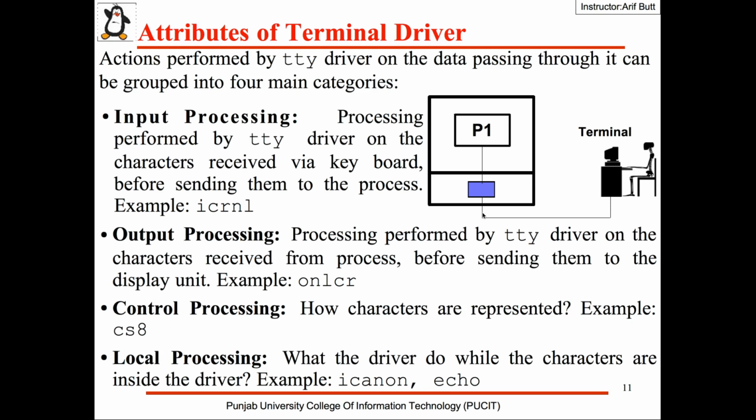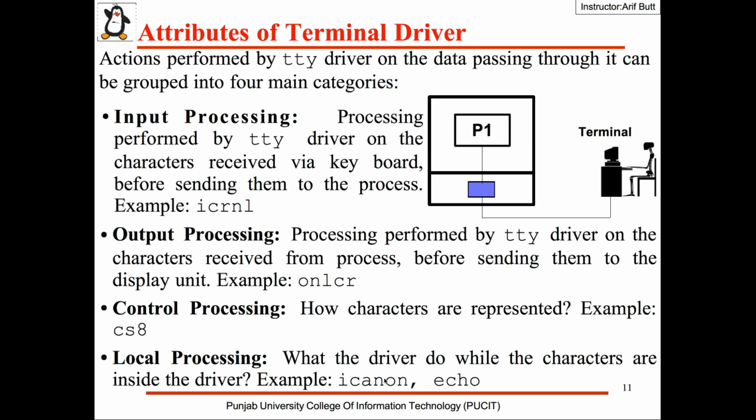The third is the control processing. By control processing, I mean how the characters are represented. Once again, there are a lot of attributes of control processing. One is CS8, and this means use 8 bits to represent a character. And finally, we have the local processing. By local processing, I mean what the driver will do while the characters are inside this terminal driver or the queue. And there are a lot of examples.